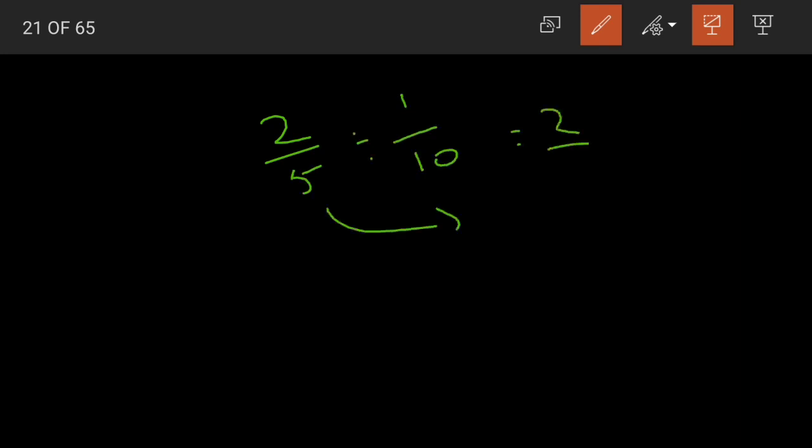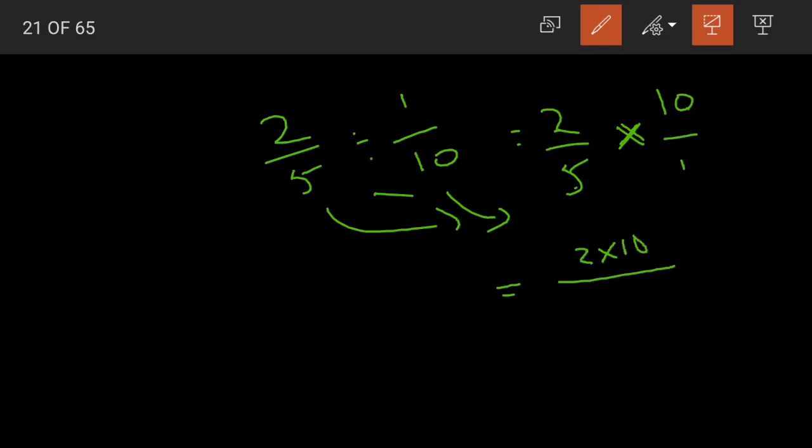The first fraction is written as it is. The division becomes multiplication, and for the second fraction we write the reciprocal. 1 by 10 becomes 10 by 1. Now as we are having the multiplication sign, let us multiply. Multiplying the numerators 2 into 10, then multiplying the denominators 5 into 1. We have 2 tens are 20 and 5 ones are 5. 20 divided by 5 is our answer.